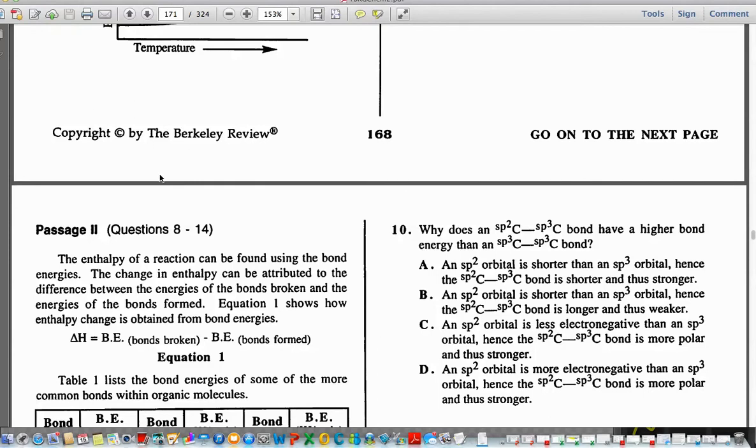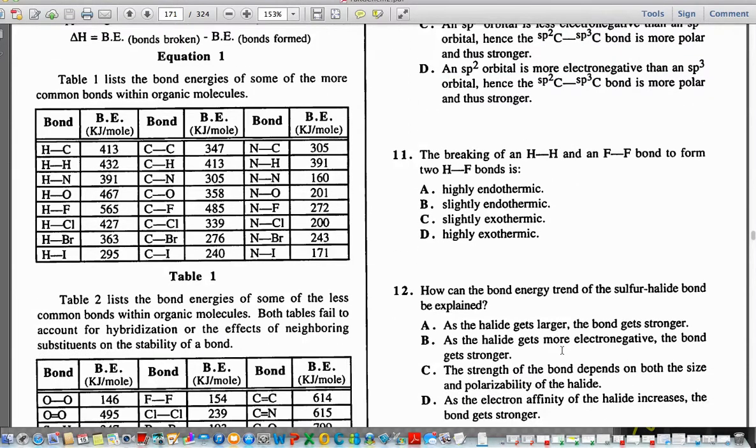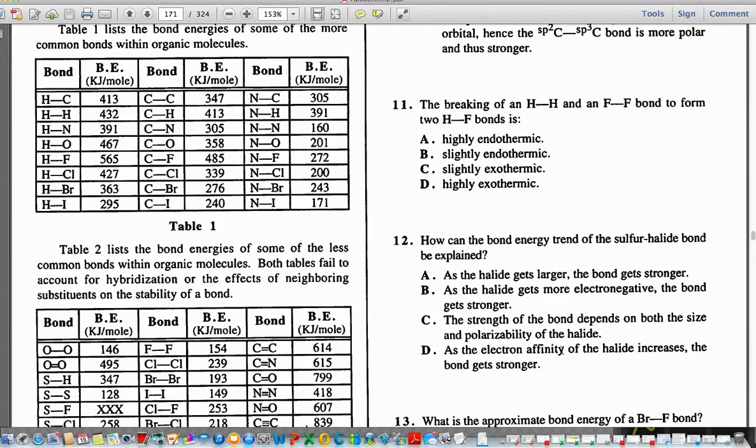I'm not in love with the way they state this, by the way. We really don't talk about an orbital being short or long. But what they're implying is the orbital overlap is stronger, and that's because there's more volume, which brings the nuclei closer together, which decreases the length of the bond. So it's all in the way that it's worded. There's less of a risk with A than there is for B or C or D. Remember, your job is to find the best answer. The best answer is the one that is the least wrong. A is the least wrong in this case.